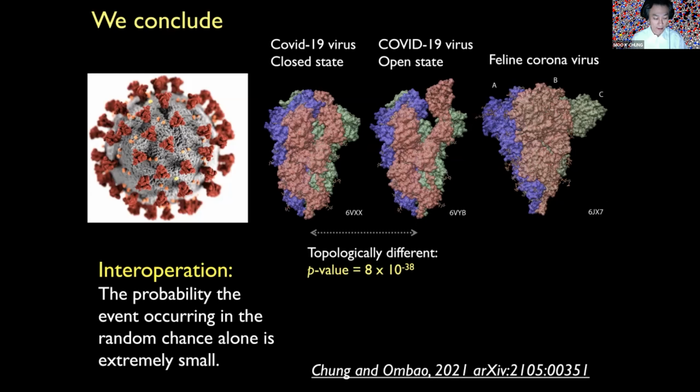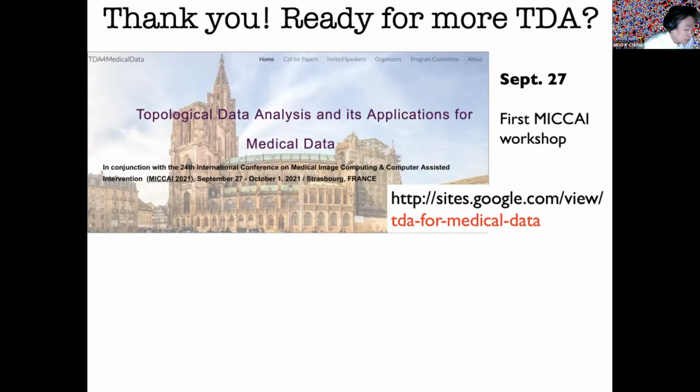And if you want to know more about TDA, we have another workshop. This is mainly for medical people, medical data. This is actually the first workshop in MICCAI, and MICCAI is one of the biggest medical imaging conferences. This year there were 3,000 paper submissions, and the acceptance rate was 30%. So 2,000 papers got rejected. 2,000.